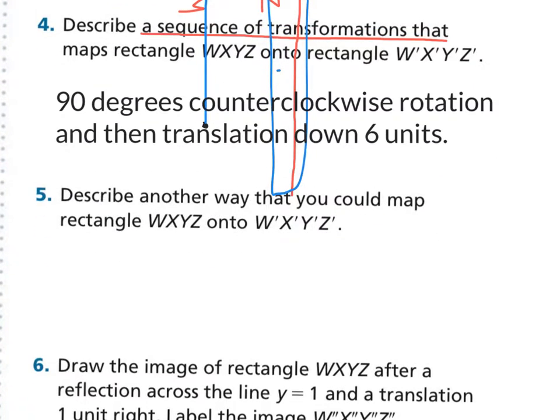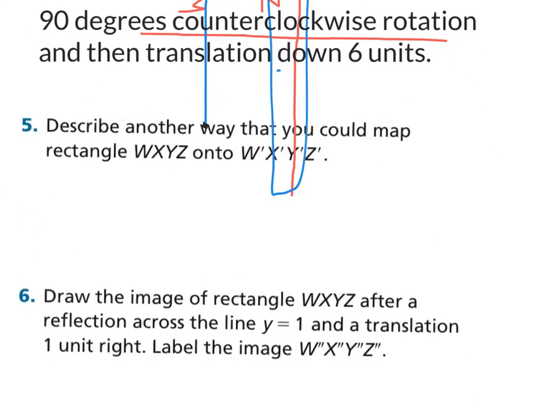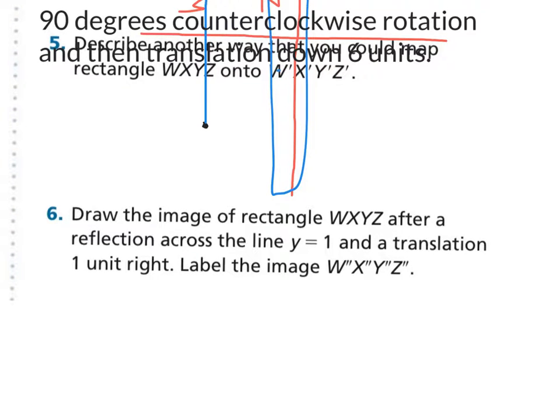Okay, we're going to skip number 5. We're not going to find another way we could have done that. Look at number 6. We're going to draw an image after a reflection across the line y equals 1 and a translation 1 unit to the right.